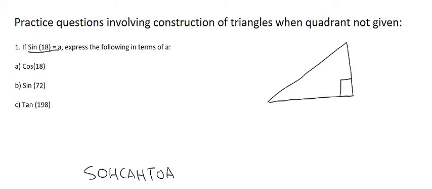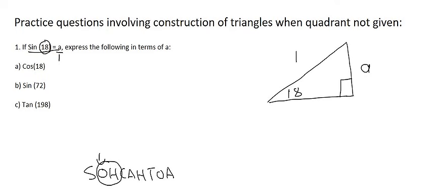So they're telling us that the sin of 18 is a. Now we know sin is opposite over hypotenuse. And so the little trick is to think of this a. Remember, a is the same as a over 1. Okay, so then the angle that they're using is 18, so we'll just say 18. And then they're telling us that sin 18 is a over 1, so that means the opposite should be a, and the hypotenuse should be 1.